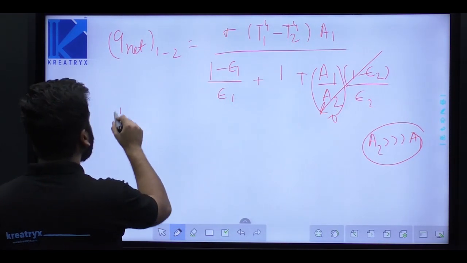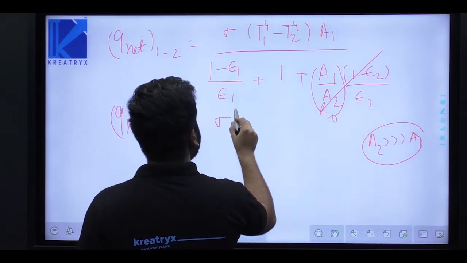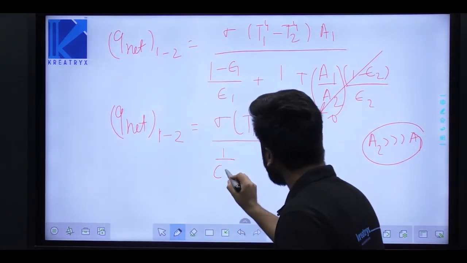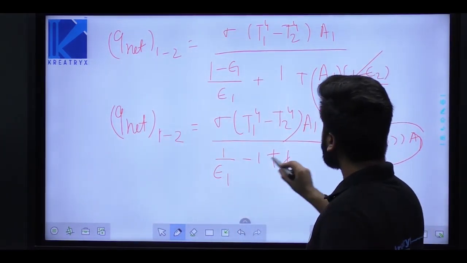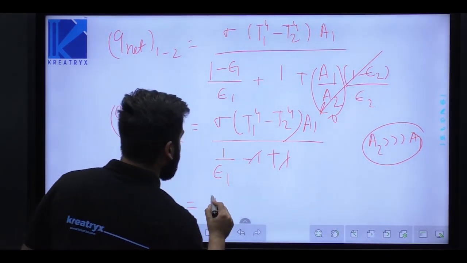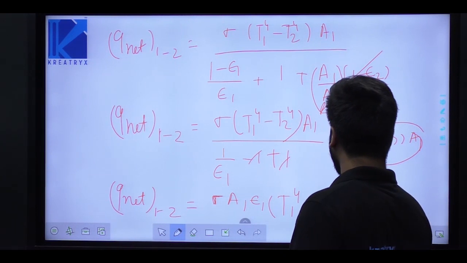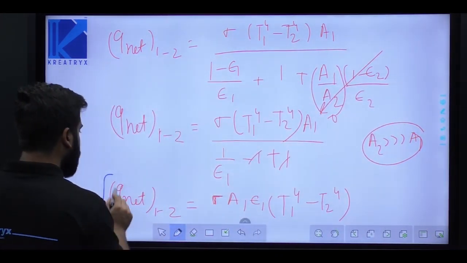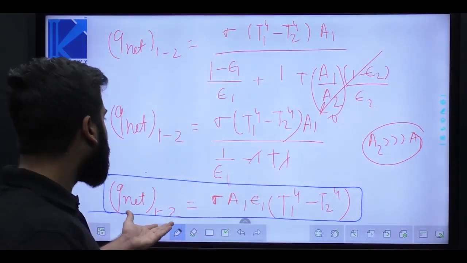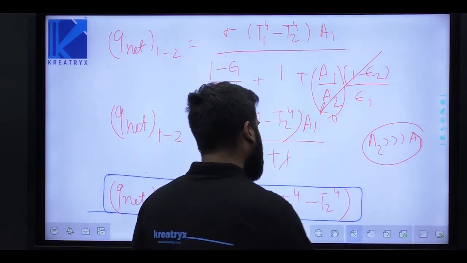Further simplified, Q net 1 to 2 is equal to, over A1, 1 by epsilon 1 minus 1 plus 1. This gets cancelled out, and this epsilon goes up. Q net between 1 and 2 is equal to sigma A1 epsilon 1 times T1 raised to the power 4 minus T2 raised to the power 4. This becomes the expression for the special case. You don't need to learn them, you can actually derive them, and it's a very basic derivation. You just need to remember that A2 is much greater than A1. Obviously, it's given that the sphere is enclosed in a very large one.